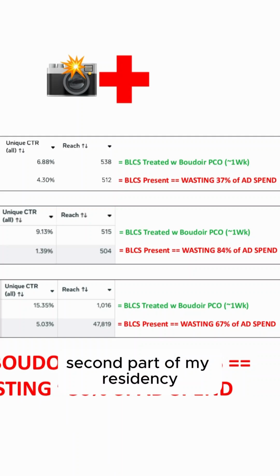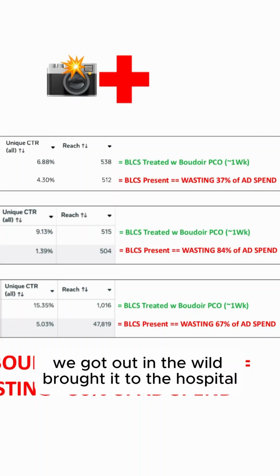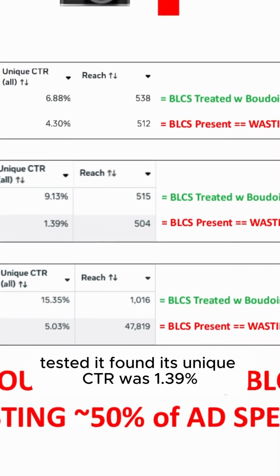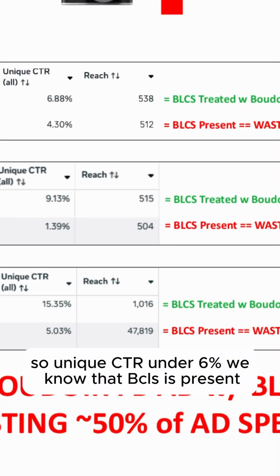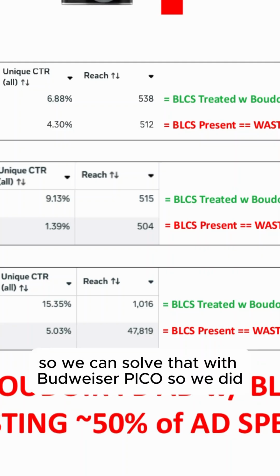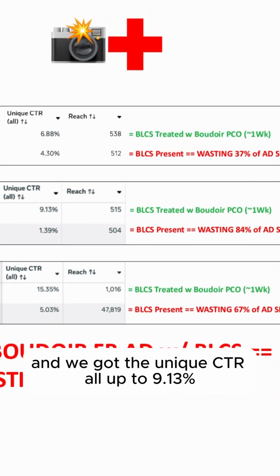Second part of my residency, I found a second Boudoir Facebook ad out in the wild, brought it to the hospital, tested it, and found its unique CTR was 1.39%. So unique CTR under 6%, we know that BLCS is present. So Boudoir low click syndrome. We can solve that with Boudoir Pico. So we did. We treated it with Boudoir Pico. It took about a week, and we got the unique CTR up to 9.13%.